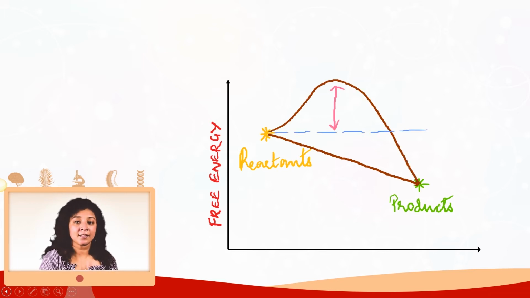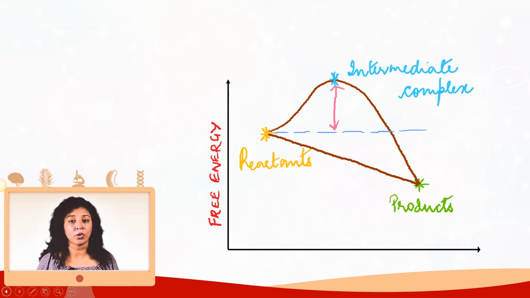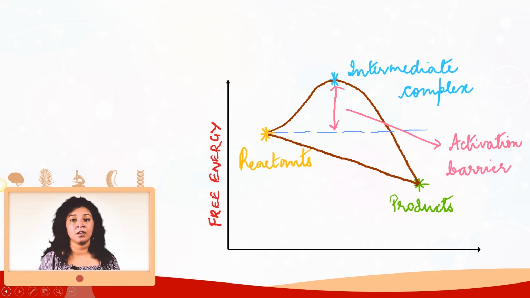So as you can see, there's a barrier. And this barrier is formed because there's a huge amount of energy required for the reactants to combine together. They combine and they form this intermediate, which has a higher free energy than the reactants or the products. And this high energy intermediate is the reason for the barrier. It's called the activation barrier. So some reactions have higher activation barriers than some others.